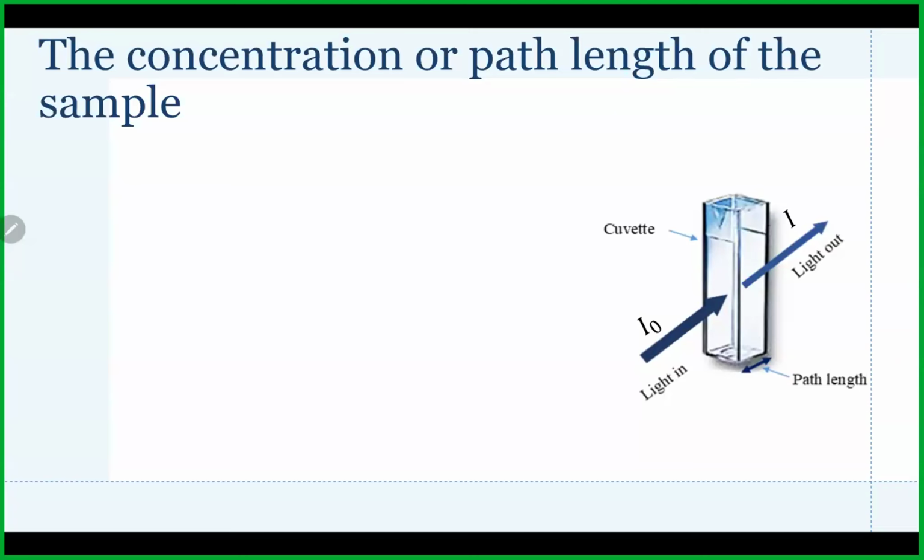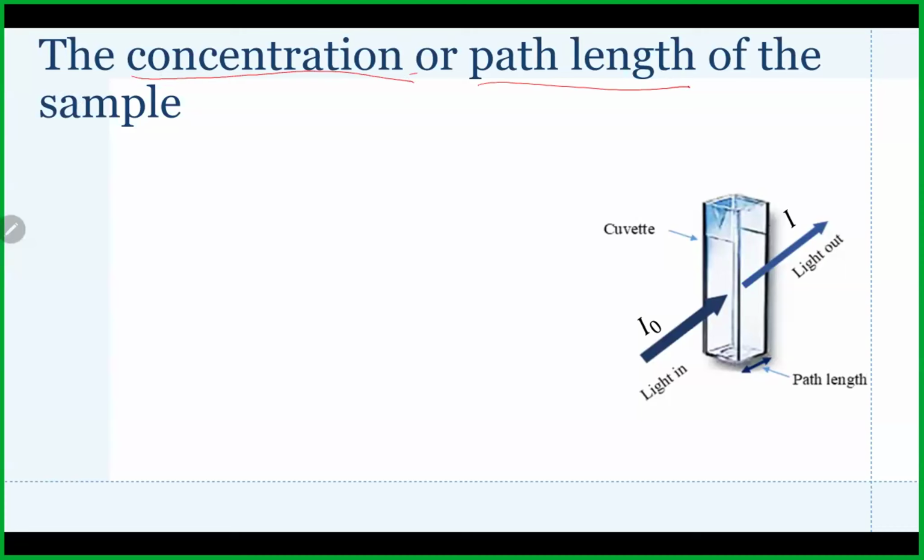Okay. So the one that we mentioned now, the population of states, we can conceptualize it, whether theoretically or not, but it makes sense. The other thing that affects the intensity of the spectral lines that we see is the concentration of the sample and the path length of the sample.